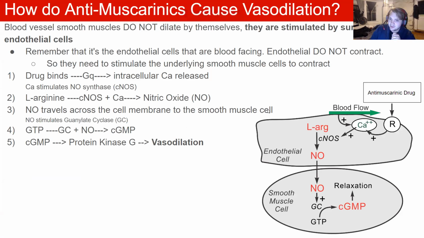Here's our blood up here, and our drug comes in and affects our receptor. This is a GQ coupled receptor, and as we know, GQ is related to smooth muscle contraction. GQ is going to increase the amount of intracellular calcium, and that's going to stimulate this nitric oxide synthase enzyme to cleave arginine into nitric oxide.